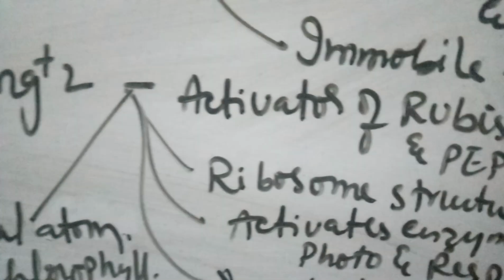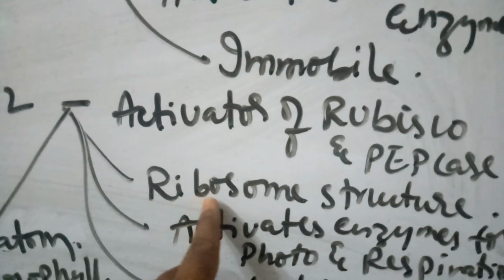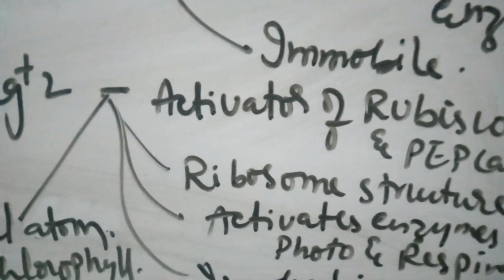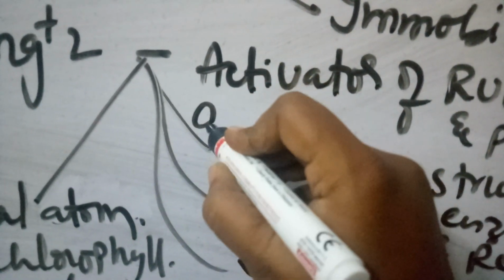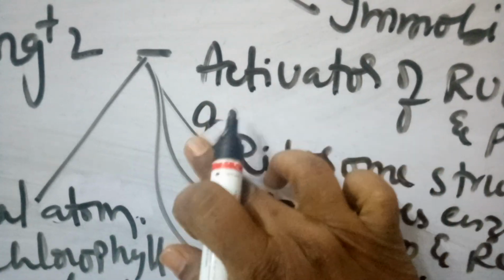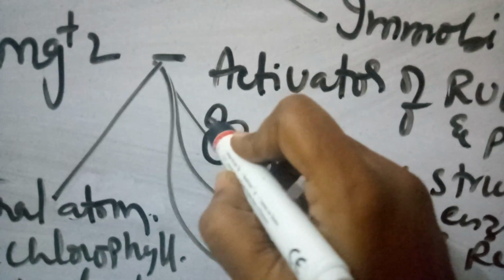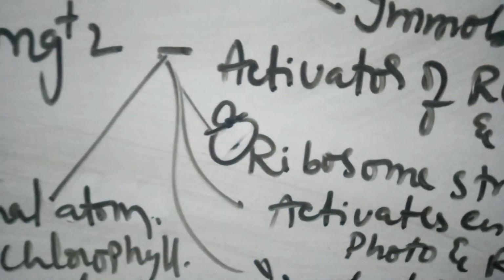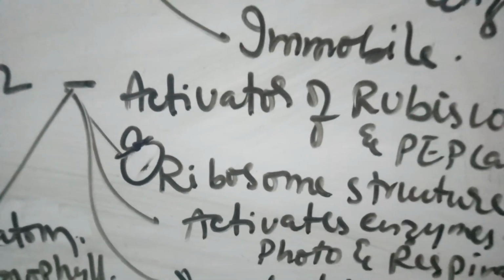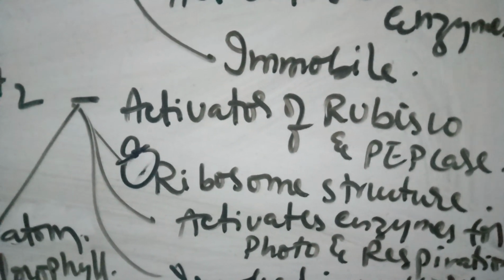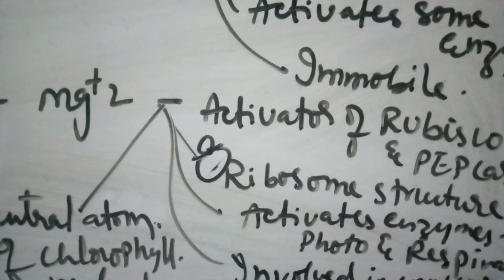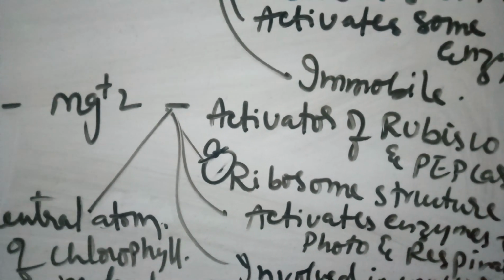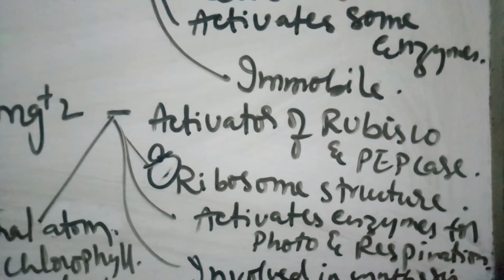And magnesium stabilizes the ribosomal structure. I think you remember the ribosome has two subunits, one larger subunit and one smaller subunit. Only if these two subunits join will a functional ribosome be formed. The two subunits are joined in the presence of Mg+2 ion. So Mg+2 ion helps in maintaining the structure of the ribosome.